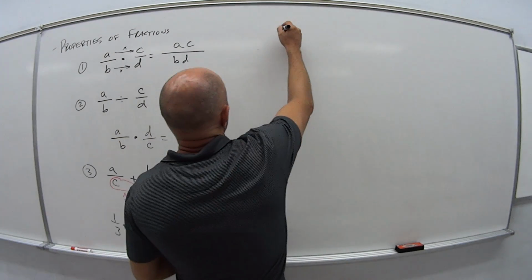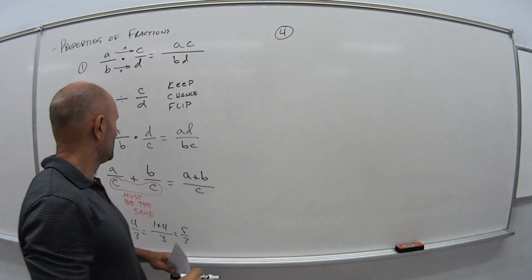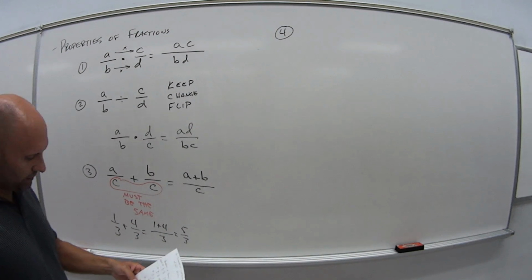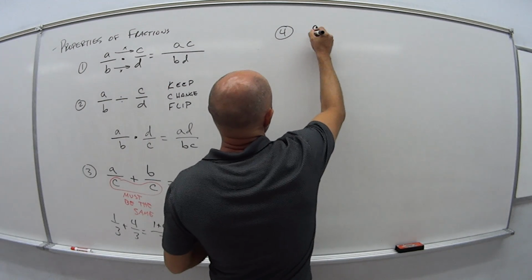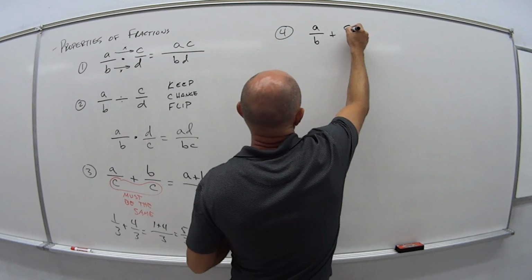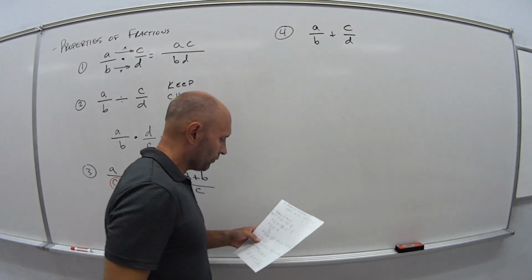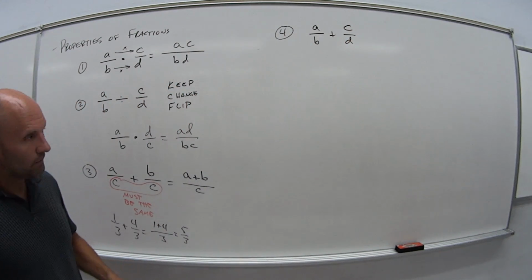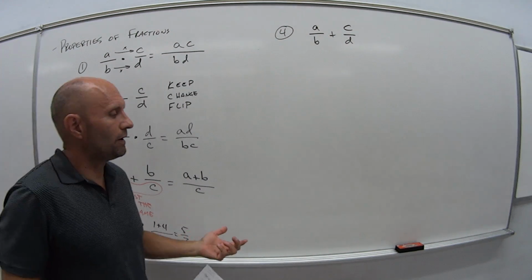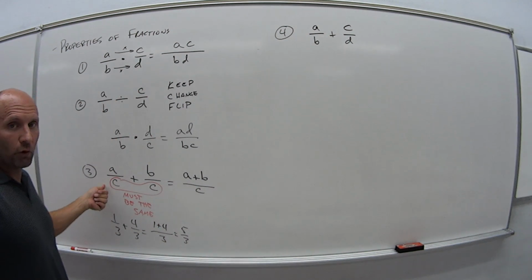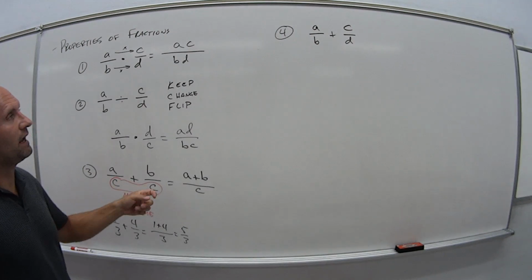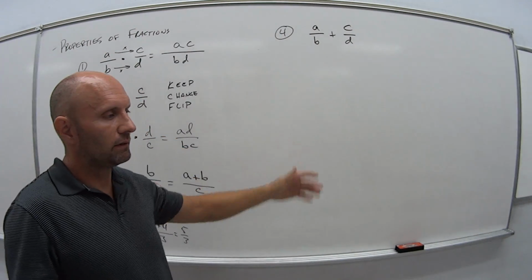If we just have two fractions that have different denominators, so let's say we have a over b plus c over d. So this one now is not quite as straightforward as number 3. They're not the same, so I can't just add the top and leave the bottom.